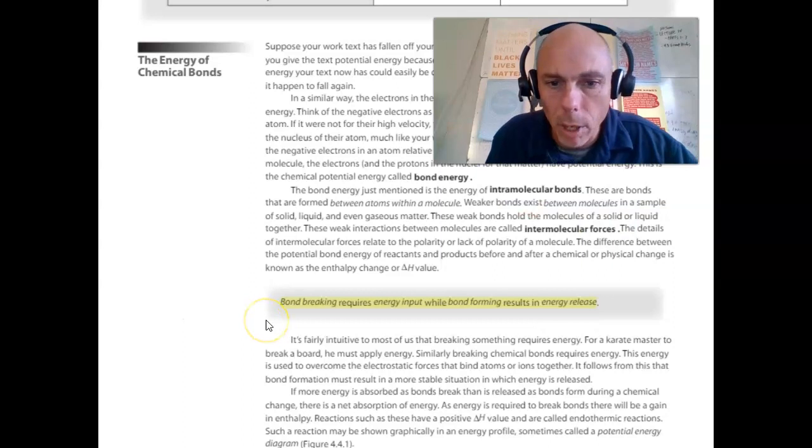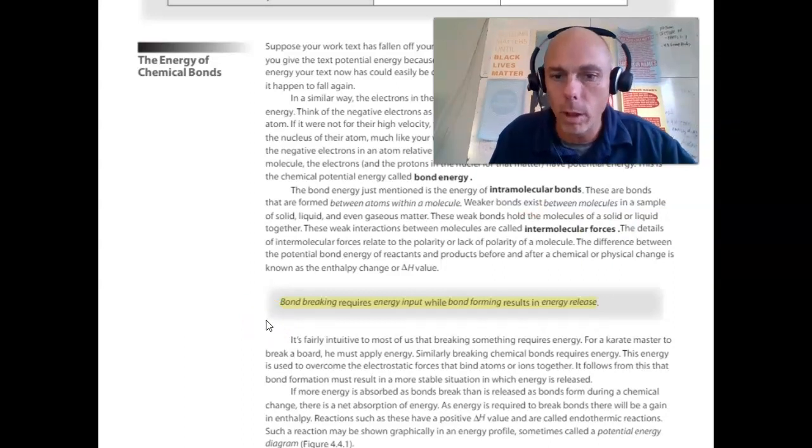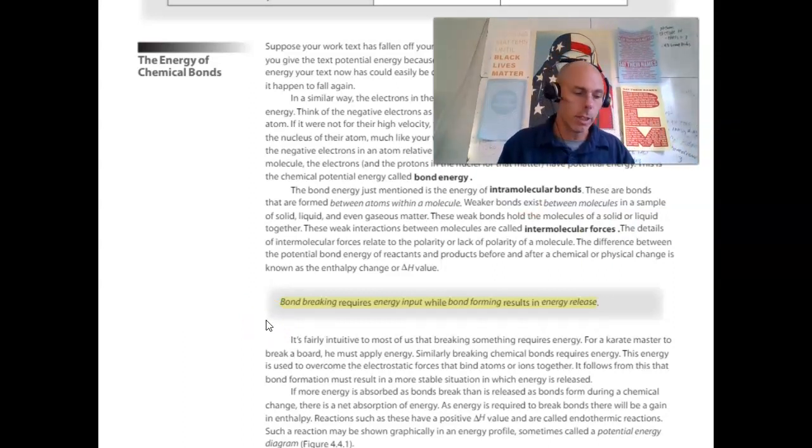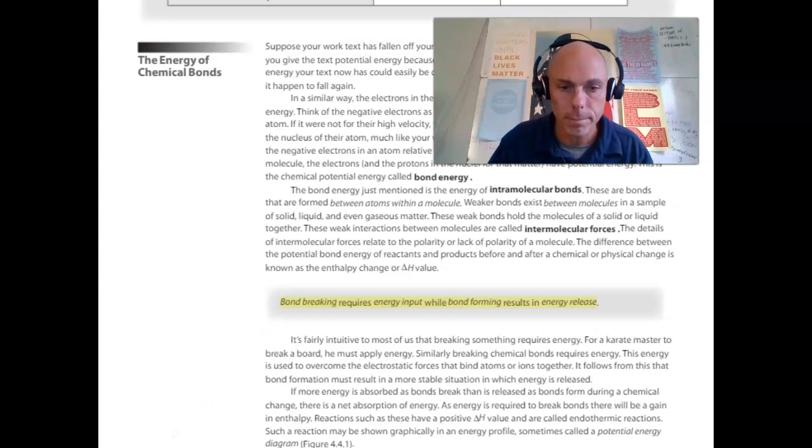So again, breaking bonds requires an energy input, while forming bonds results in energy release. Forming attractive forces, even if they're not bonds, releases energy, whereas overcoming attractive forces, even if it's not a bond, requires energy.